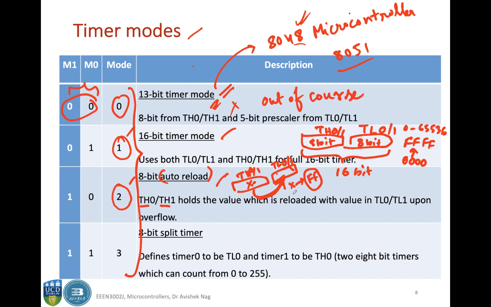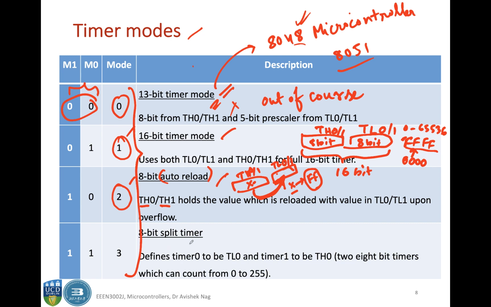And then it starts counting again from this number to FF. But in case of 16-bit, whatever is the initial number that you load here, it starts counting from that number up to FFFF, and whenever it finishes counting up to this value, then you have to yourself as a programmer reload these two registers by moving the numbers into these registers. So this is the difference between these two modes. We will see examples that will clarify this more, about the differences of these two modes.